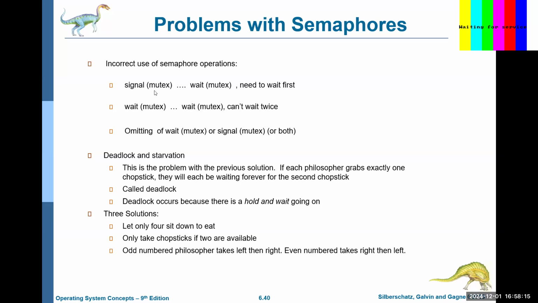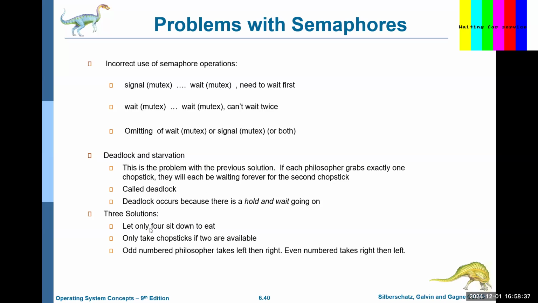You'll wait forever. If you signal and then wait, these are both wrong. Signaling and then waiting means that you'll always let yourself in. And waiting and then waiting means you'll always lock yourself out. Another possible problem is omitting the wait. You just forget to wait or forget to signal. Okay, those are all incorrect uses of semaphores.